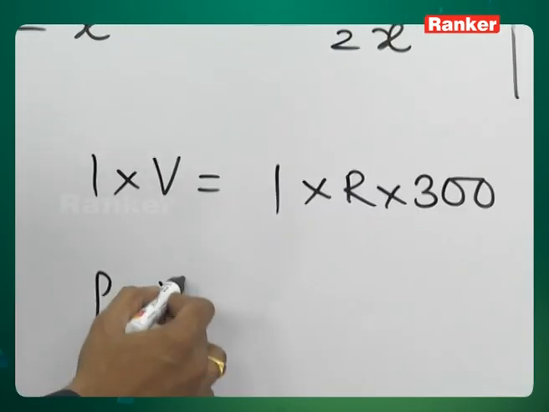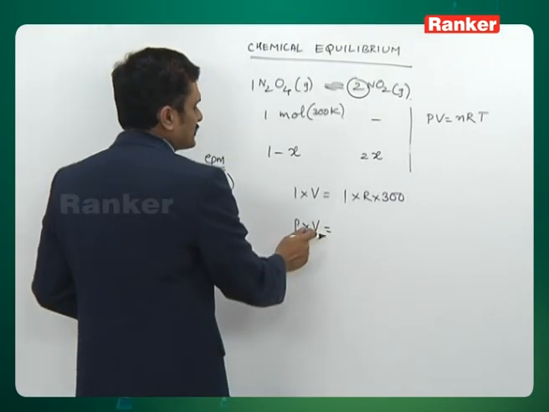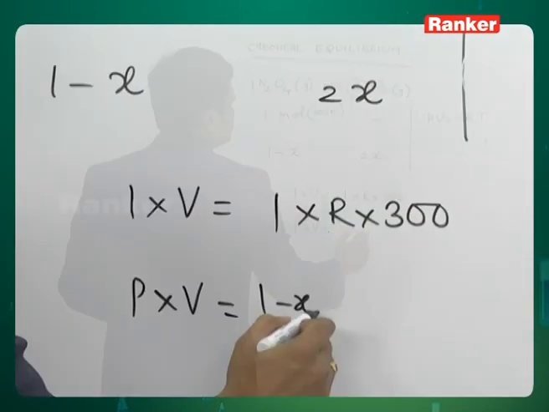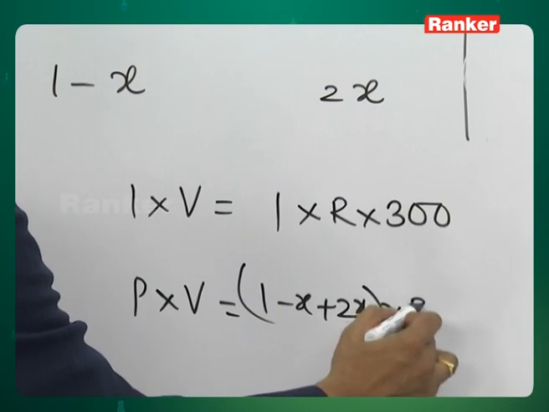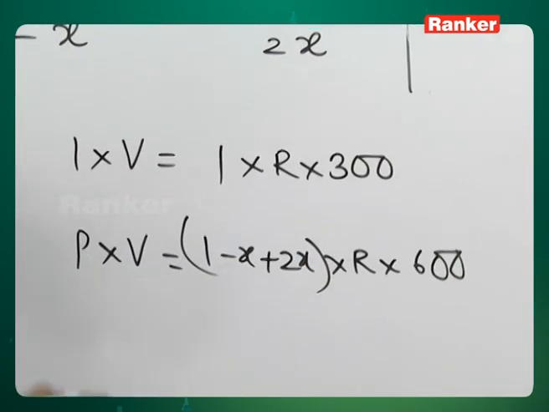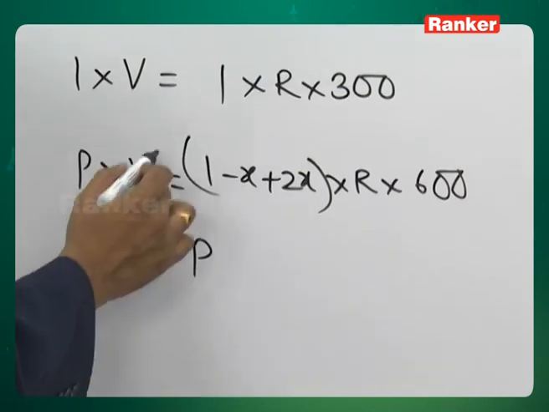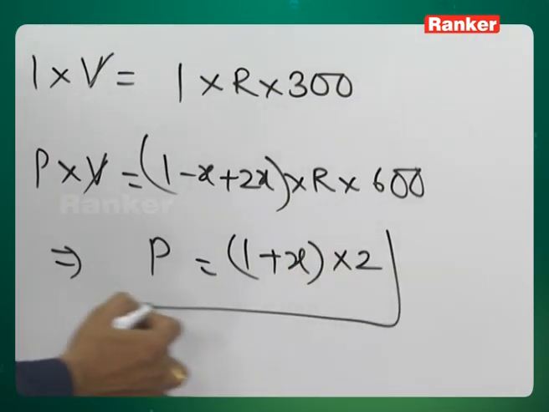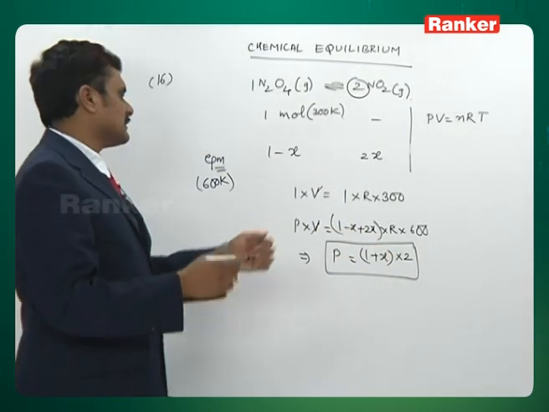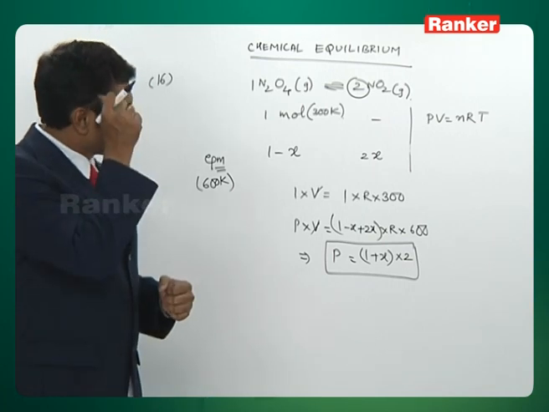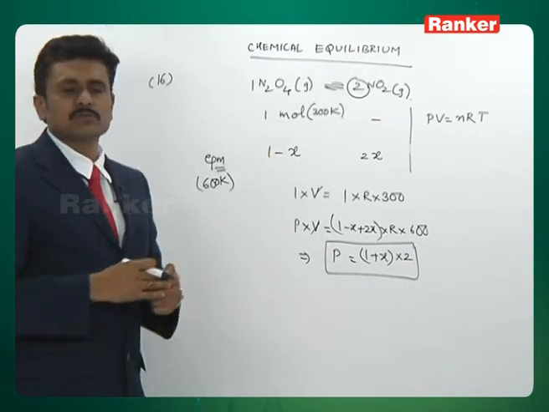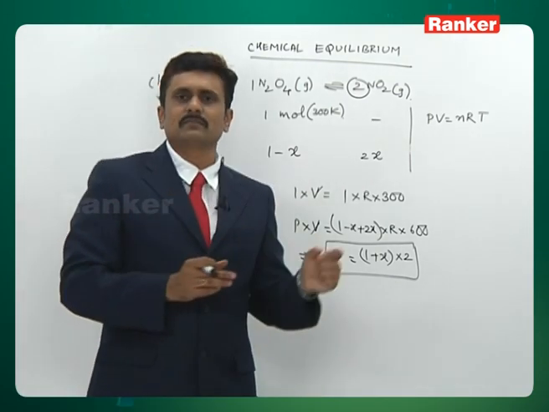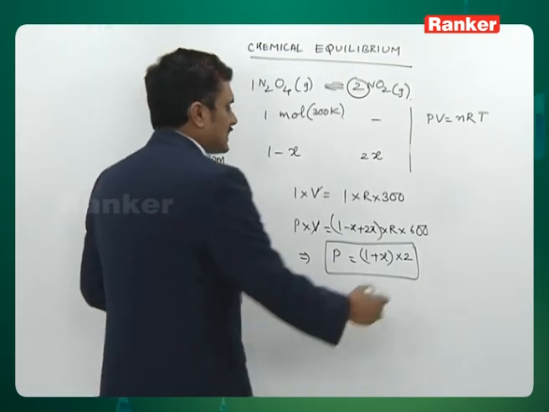The total volume of the vessel is, once again, a closed volume, so V is constant, and the total moles at equilibrium are 1 minus x plus 2x, into R into 600. So when I divide these two expressions, the volume gets cancelled, and P is equal to 1 plus x into 2. This simplification will give you the relationship between pressure and the number of moles of N2O4 dissociated. Now one more piece of information is provided in the question, that 20% by mass of N2O4 has undergone dissociation. That I am going to use.